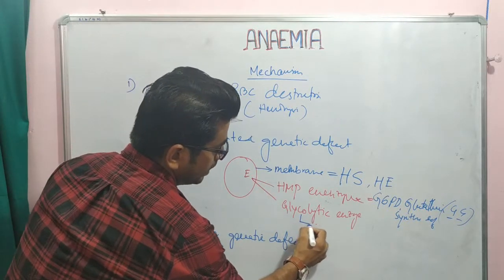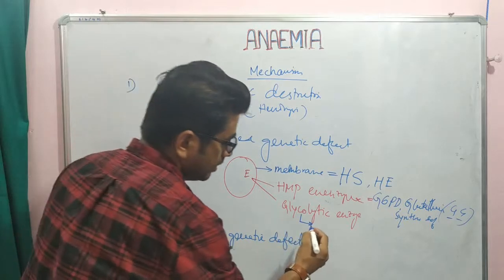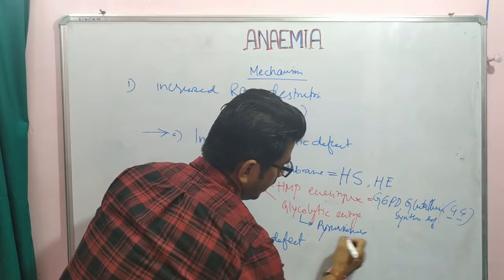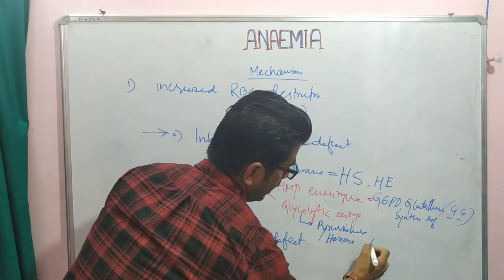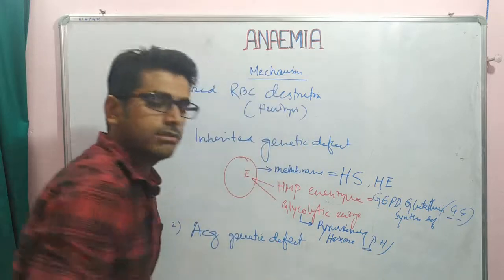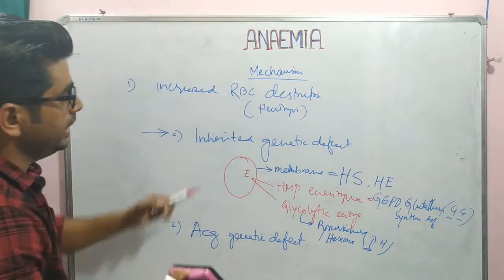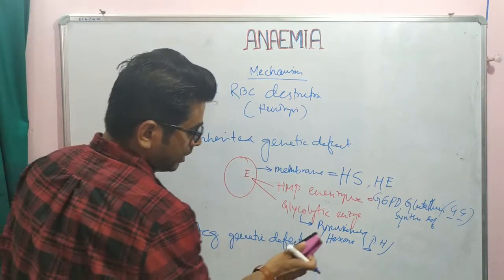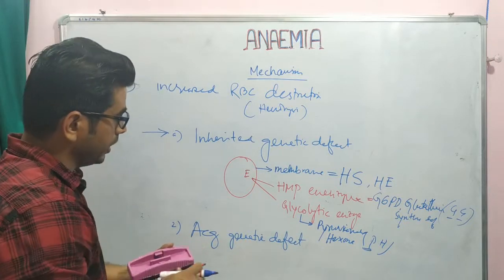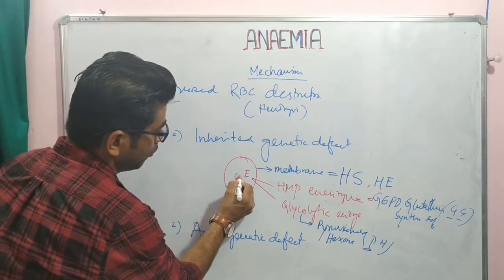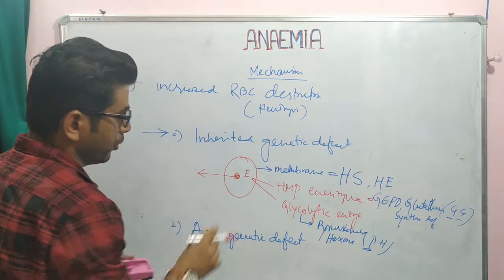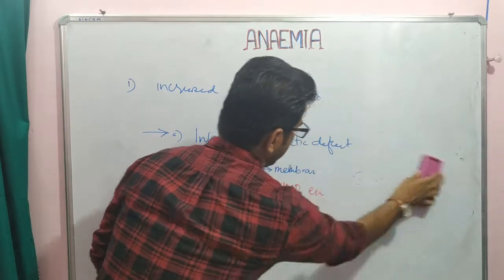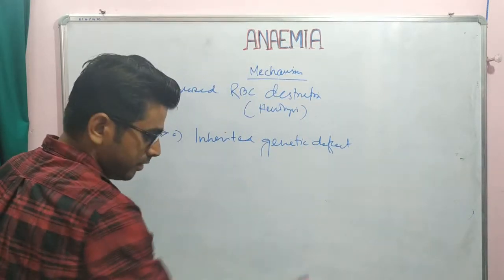What are the glycolytic enzyme deficiencies? They are pyruvate kinase deficiency and hexokinase deficiency. So remember PH: P for pyruvate kinase, H for hexokinase. So these are the inherited genetic defects leading to anemia. There is another important inherited genetic defect, in hemoglobin production. So first is the membrane, second is the enzyme, third is the hemoglobin production.